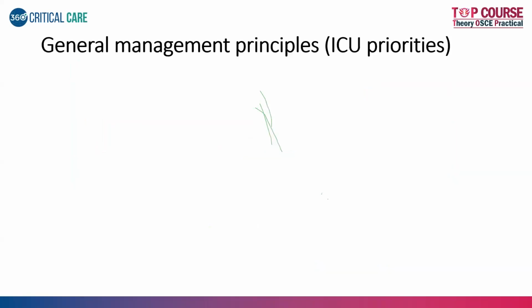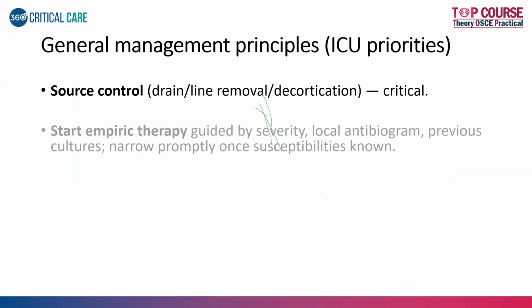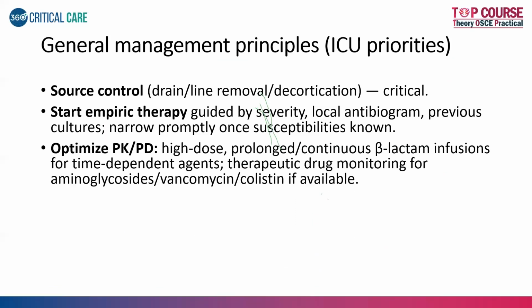Coming to general principles in management, I told you earlier, you have to write this also in your theory paper. Write about source control, start the patient on empiric antibiotic therapy as much as you know based on your local antibiogram. Please don't forget to use terms like this in your paper. This is what they're focusing on: source control and empiric antimicrobial therapy based on local antibiogram.